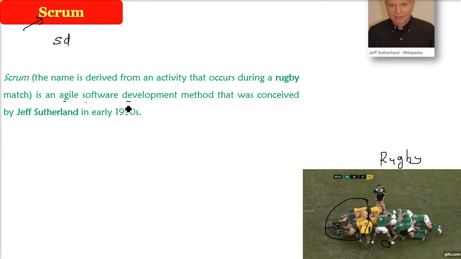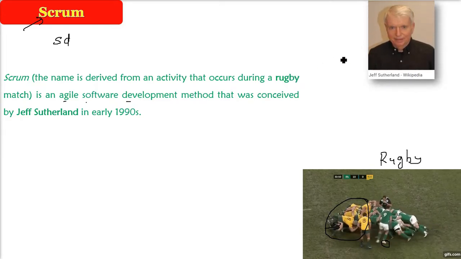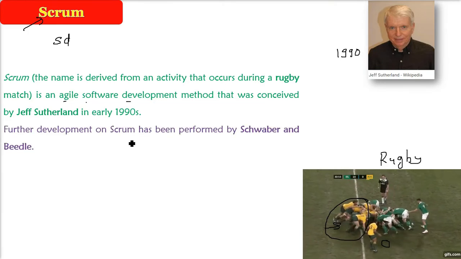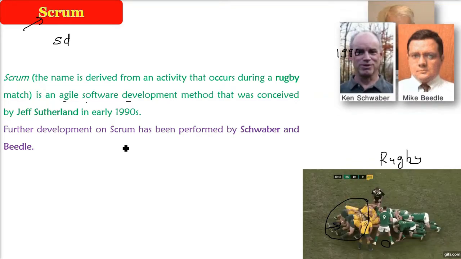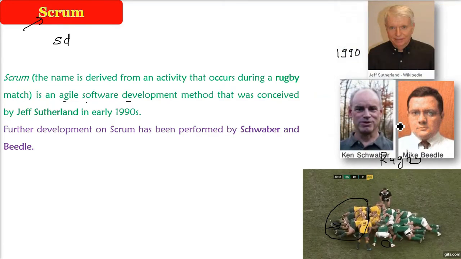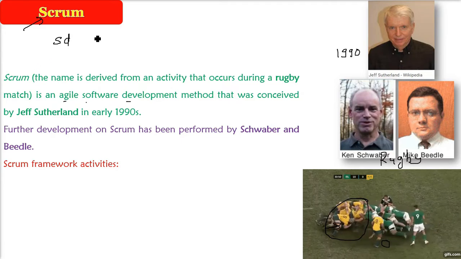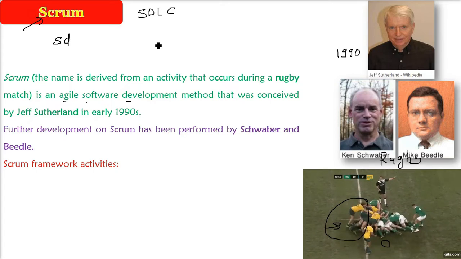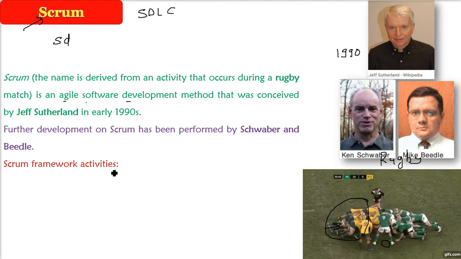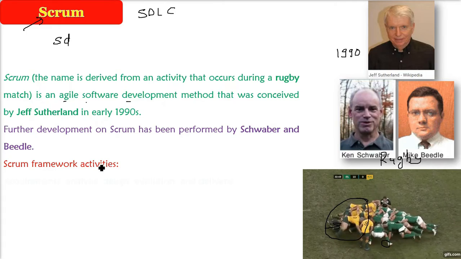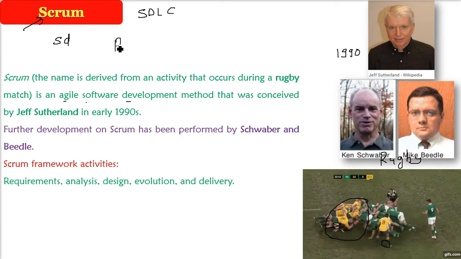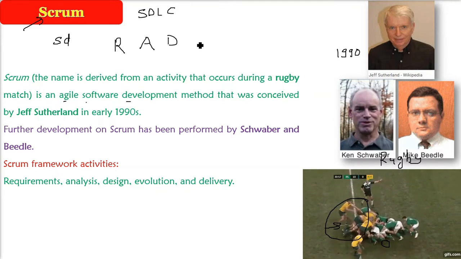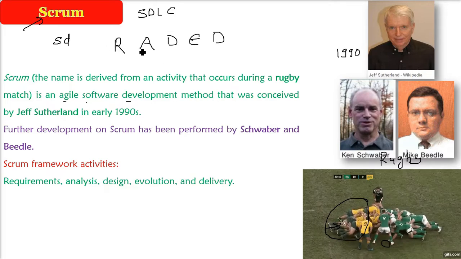It was conceived by Jeff Sutherland in the early 1990s. He is the gentleman. And it was further developed by Schwaber and Sutherland, these two gentlemen. Every software development life cycle, we talked about waterfall, spiral, iterative, prototype, they all have certain framework activities. You can also call them basic activities. So Scrum also has certain framework activities: requirement, analysis, design, evolution, and delivery of the software product.